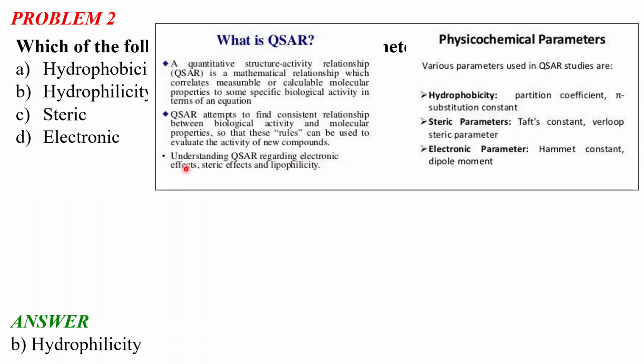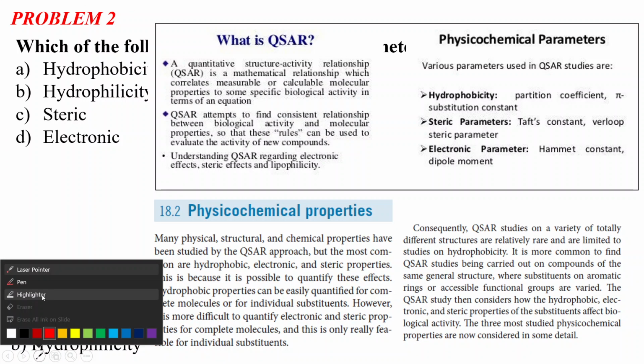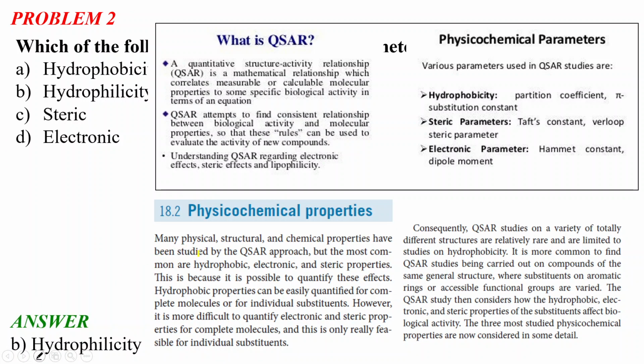Understanding QSAR means understanding electronic effects, steric effects, and lipophilicity. The various parameters used in QSAR studies are hydrophobicity, partition coefficient, pi substituent constant, steric parameters, Taft constant, Verloop steric parameter, and electronic parameters like the Hammett constant and dipole moment. Many physical, structural and chemical properties have been studied by the QSAR approach, but the most common are the hydrophobic, electronic, and steric properties. These three are the most common properties studied in QSAR studies.